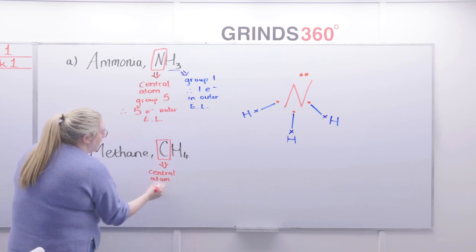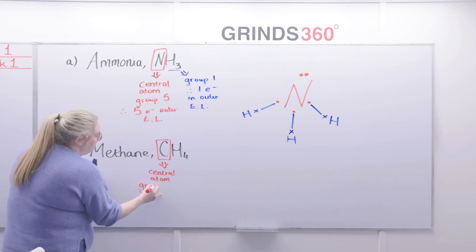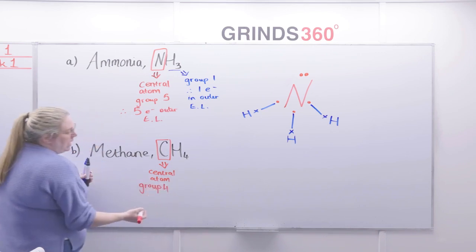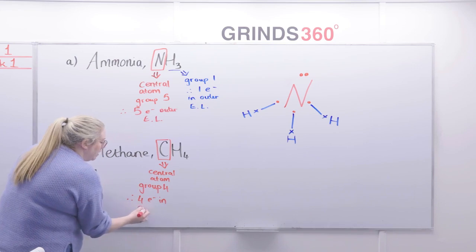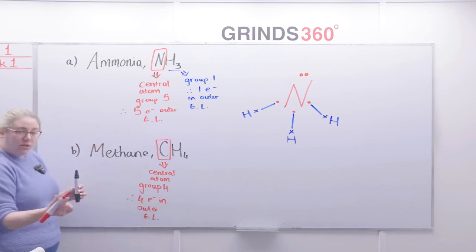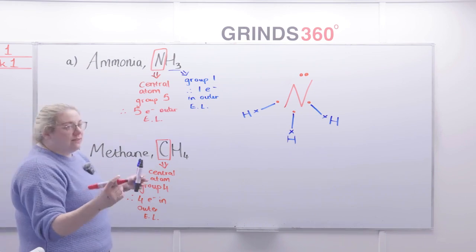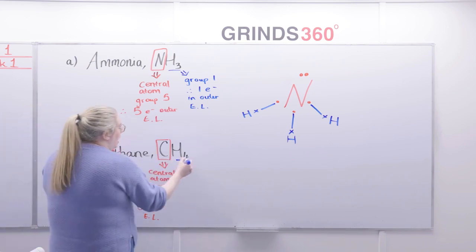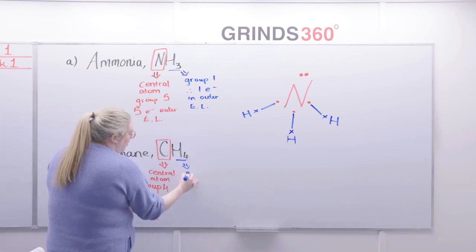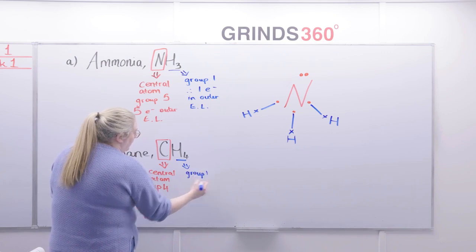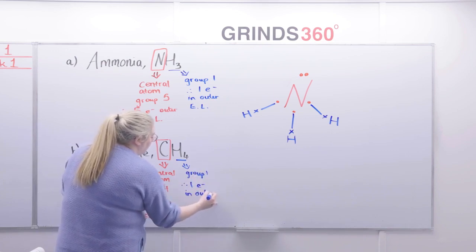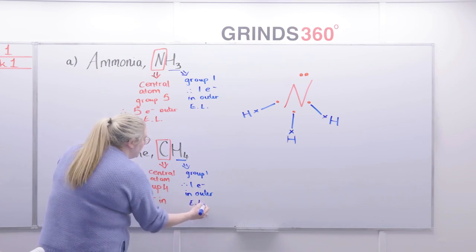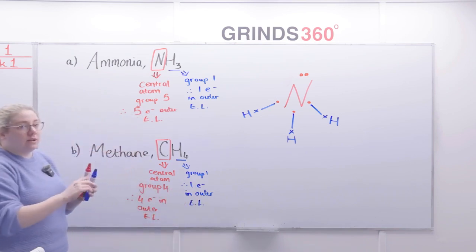Find carbon in the periodic table. It's in group 4. Therefore, it has 4 electrons in the outer energy level, and it needs 4 more to achieve a stable outer octet. Hydrogen is in group 1, therefore has 1 electron in the outer energy level. Hydrogen only needs 1 more for a stable outer energy level.